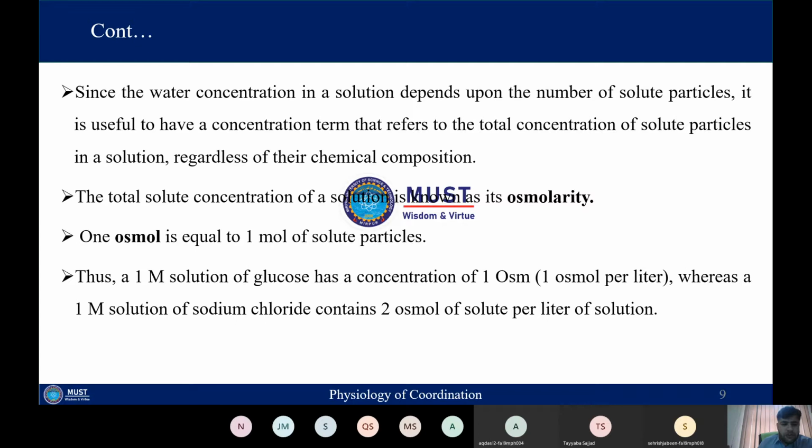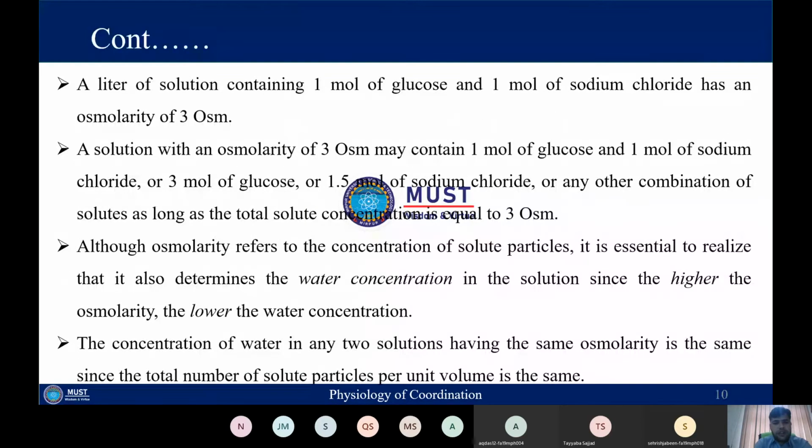Whereas when we talk about the 1 molar solution of the sodium chloride, because of its ionic nature, it will dissociate into sodium and chloride ion. So overall the osmolarity of this 1 molar sodium chloride solution will be 2. So it will have 2 osmole of solute per liter of the solution. So a liter of the solution which is containing 1 molecule of the glucose and 1 molecule of the sodium chloride will have a total osmolarity equal to 3 osmole. So the total osmolarity in a solution having 1 molecule of the glucose and 1 molecule of the sodium chloride will be 3 osmole.